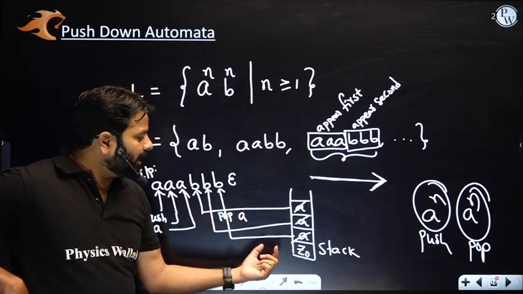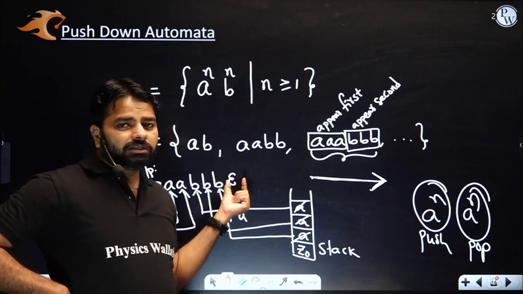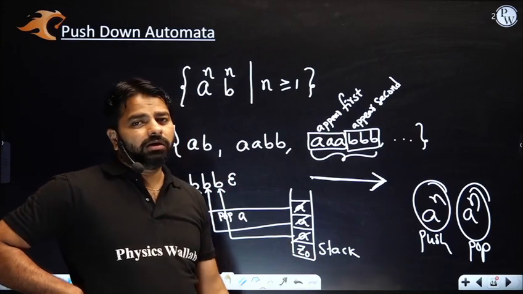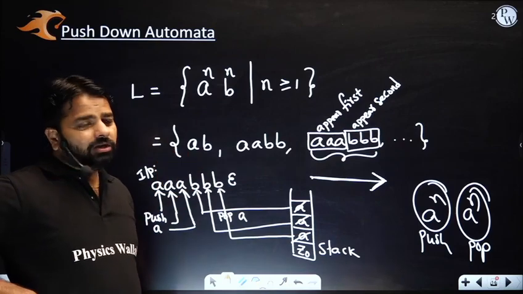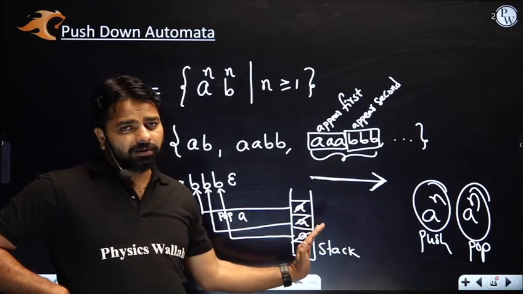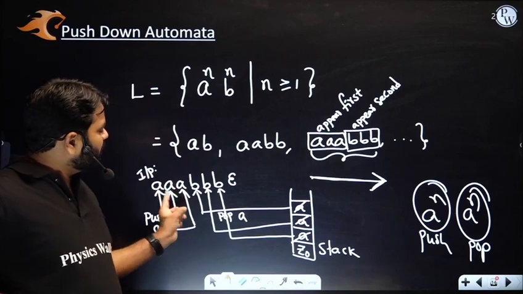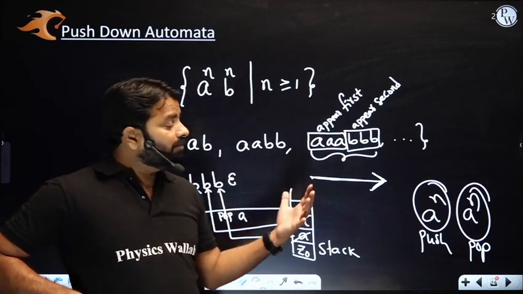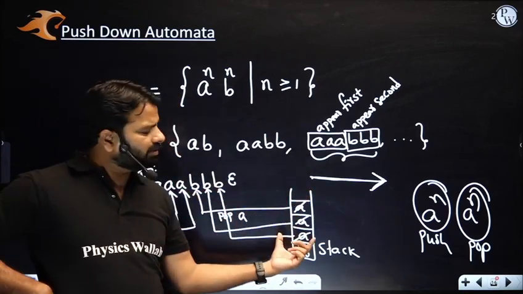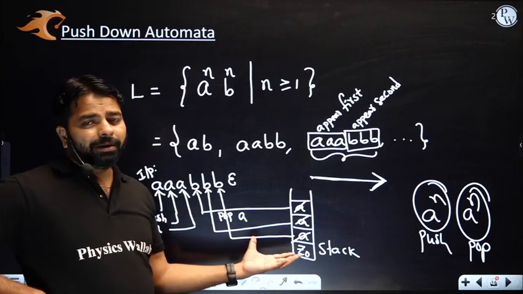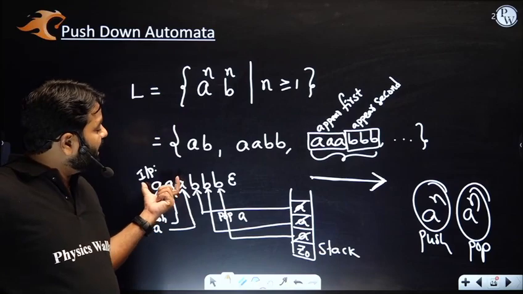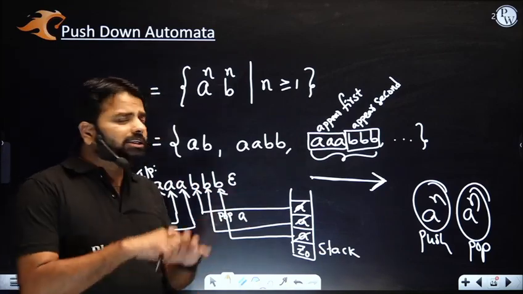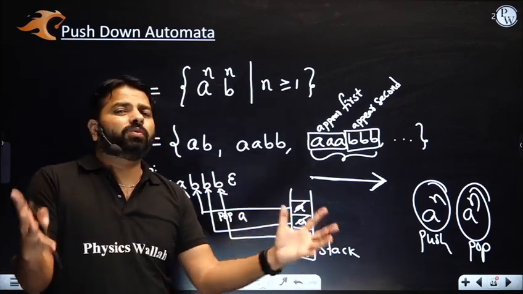But now you understand: when the end of the input occurs, who should be the top of the stack? Z naught. That means the given string is valid. So this is how you design a pushdown automaton. What you want is this string; I don't want other strings. When there are more A's and fewer B's, I don't have the configuration. Something will happen, but we'll never reach final. We will reach the final only when there are equal numbers of A's and B's. In all the remaining situations, we don't go to the final.